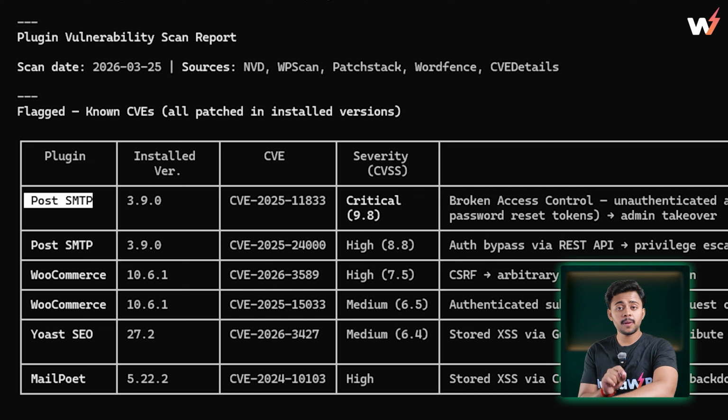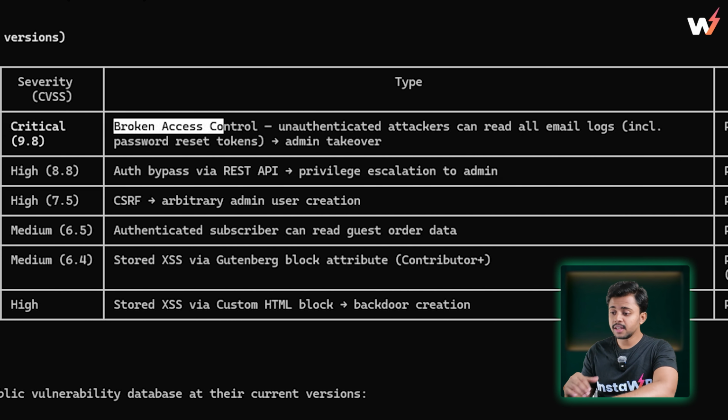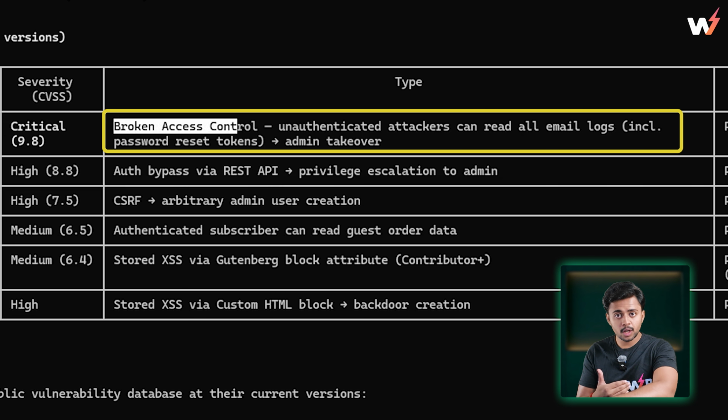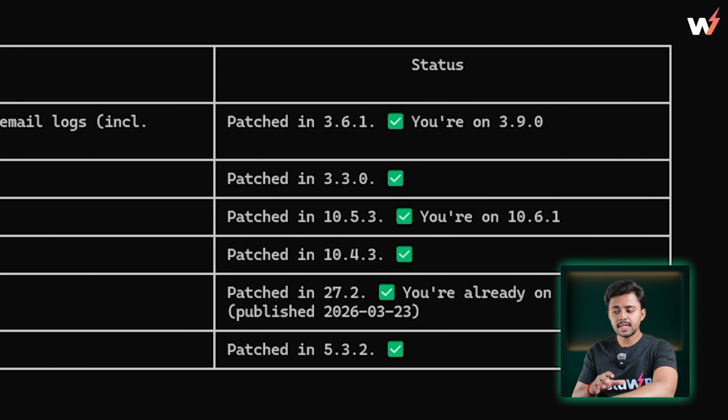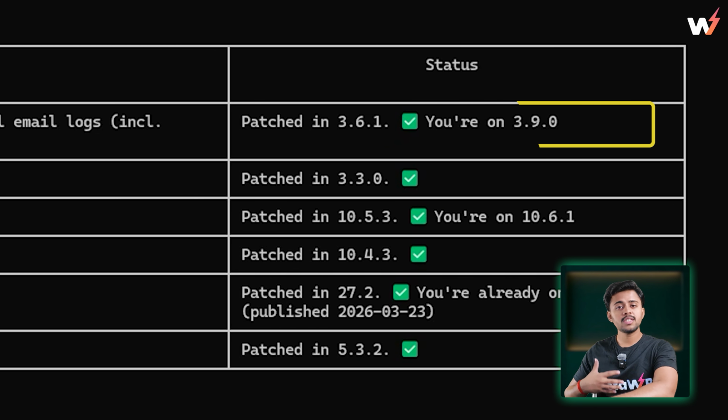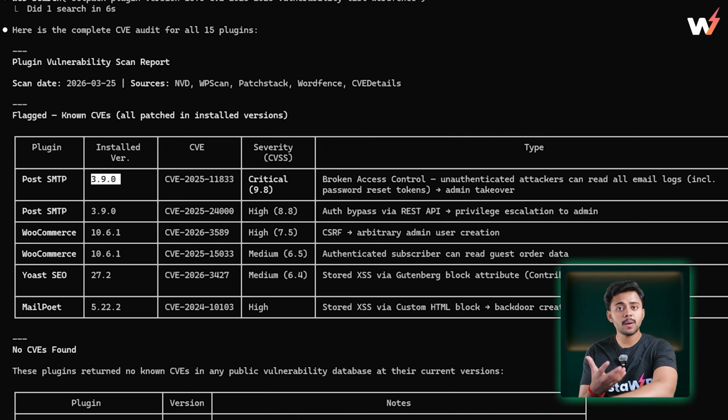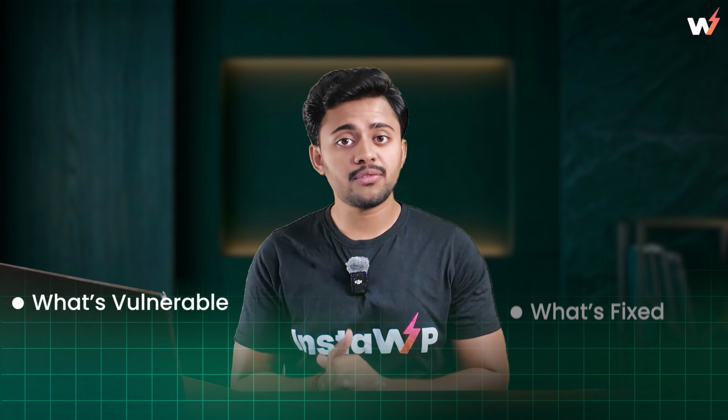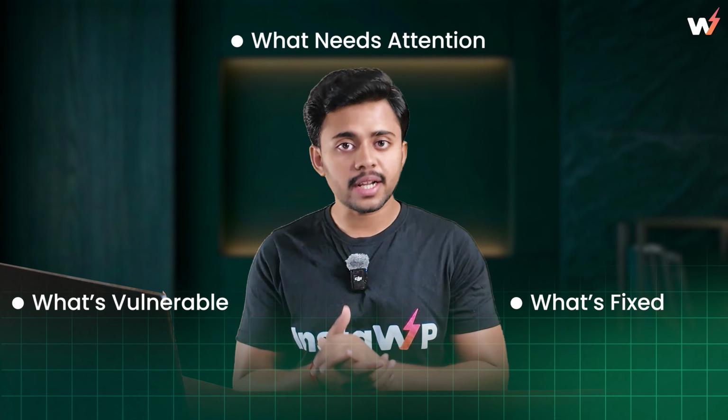The Post SMTP plugin has a critical vulnerability. The issue is broken access control, leading to risks like attackers being able to read your email logs and reset tokens. But the current status is already patched, which means we are on a safe version, no action needed from our side. And this is the key difference. Instead of guessing or manually auditing, you know what's vulnerable, you know what's already fixed, and you know what actually needs your attention.